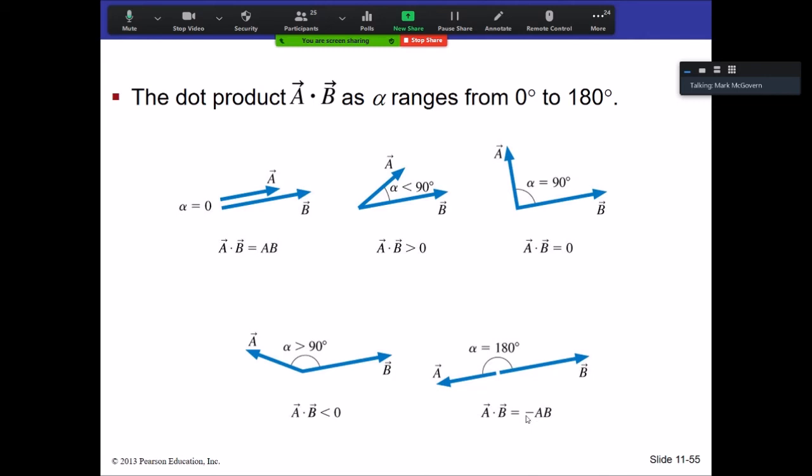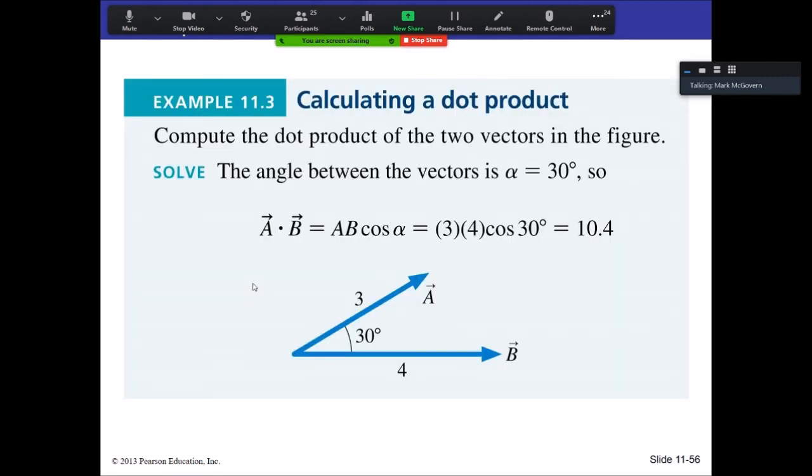That's the same properties as the cosine, by the way. So there's no difference. It's the same properties as the cosine. Same thing we did last time, actually. So let's do an example of this.